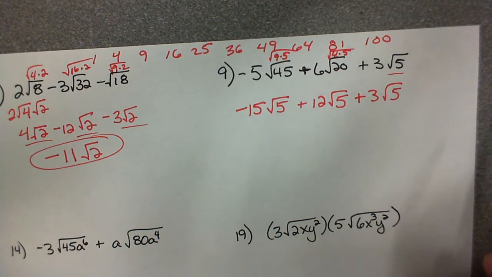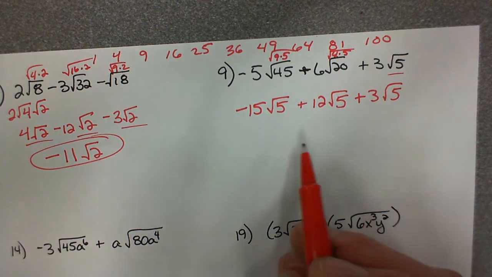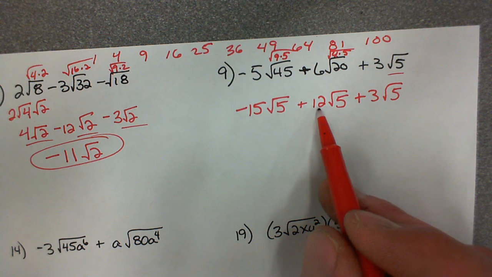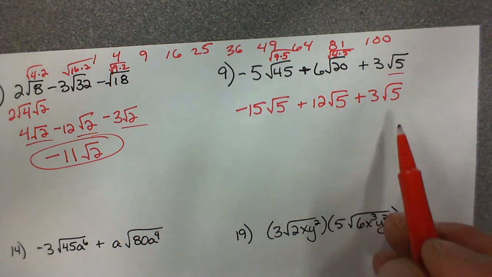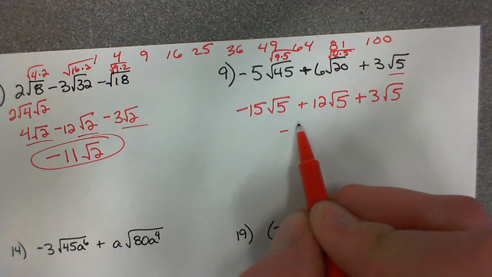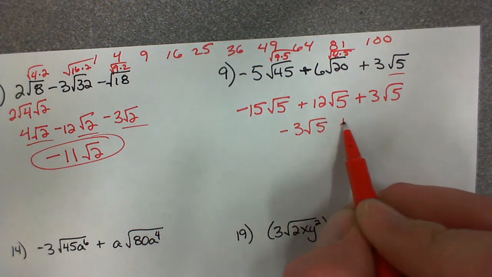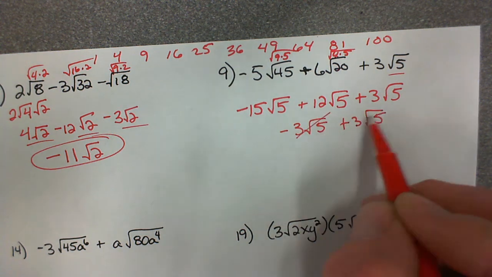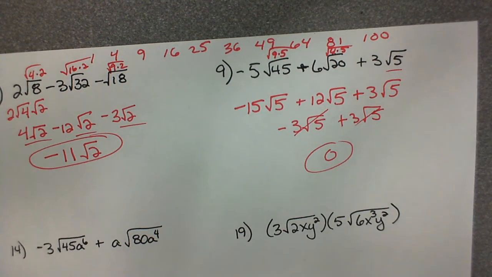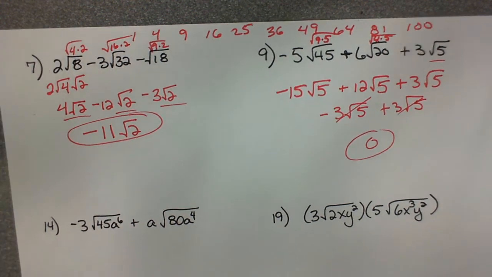So now we can combine up like terms, and looks like 15 minus 12 is negative 3 plus 3 square root of 5. Looks like that all cancels because this and this gets you negative 3 square root of 5 plus 3 square root of 5. Those wipe each other out. You get 0 as your answer. So that's your answer on that one. Number 9 is 0. Okay.